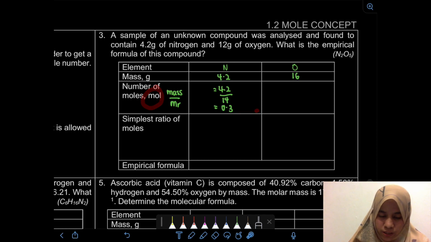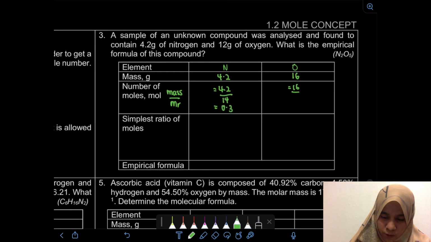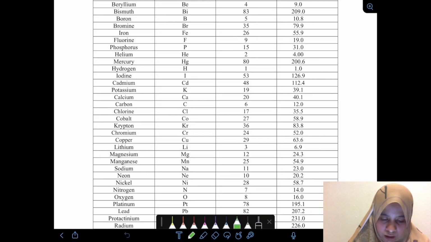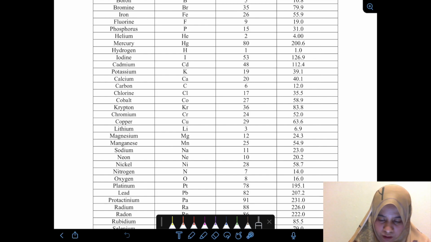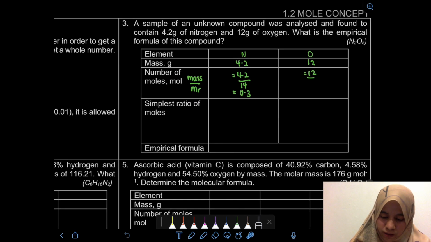Okay, and then the oxygen. Oxygen is 12 divided by, it's actually 12 here. Oxygen, list of constant kita, oxygen here it's 16. So, kat sini, the answer here is 16. So we got here 0.75. Okay.